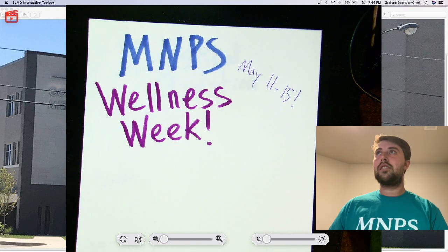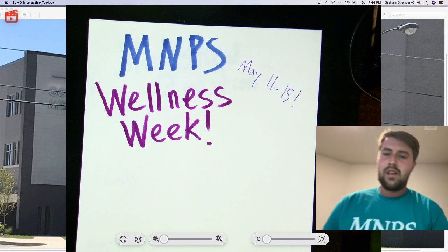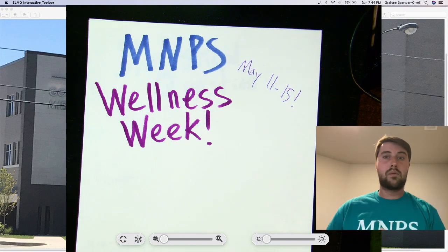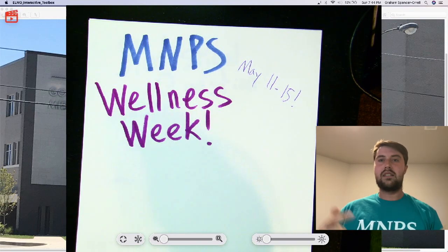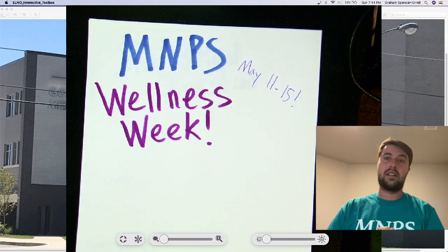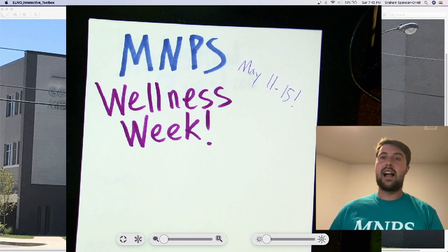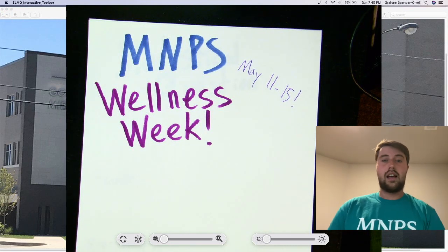This week is also MNPS Wellness Week. I'm representing my shirt from last year. It's a fun way to get involved, especially during this time that we're all stuck at home and away from each other. I will post the details down below for today's lesson, and I'll keep them on our Schoology page all week. But essentially every day they have a different challenge, from going for a walk to drinking water instead of soda or other drinks.